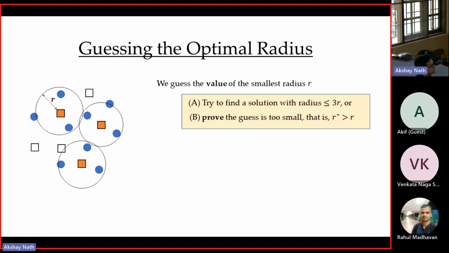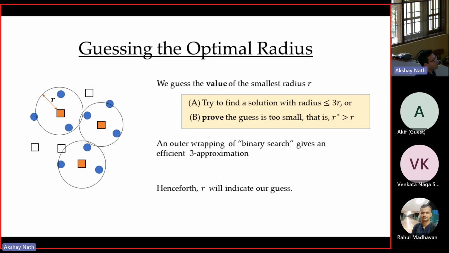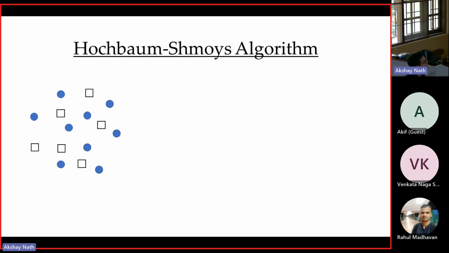If you can solve this, then it's not too hard to see, and if you don't see it, don't worry about it, that you can put an outer wrapper of binary search on this R to get a 3-approximation also. So henceforth, we're going to assume that there's an R given to us, and our goal is either to say this R is too small and the true optimum is bigger than R, or find a solution within distance 3R. This is the problem we're going to solve, part A or part B. With that in mind, let's look at an algorithm for the k-center problem.